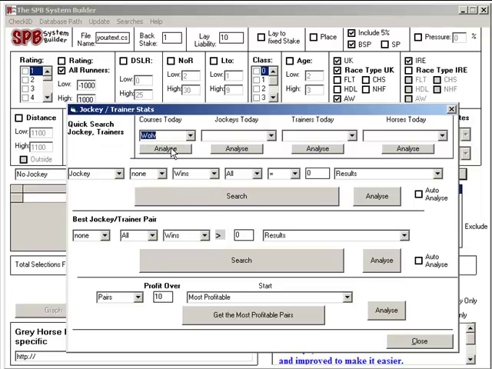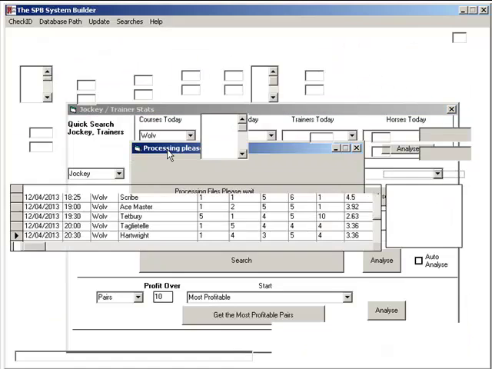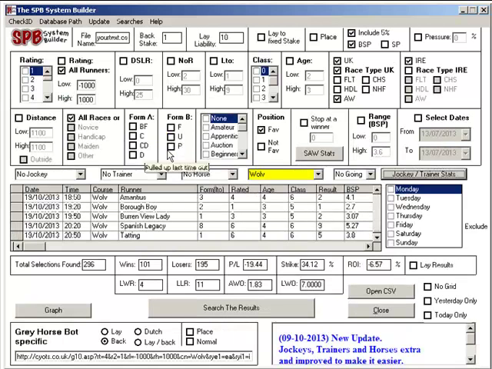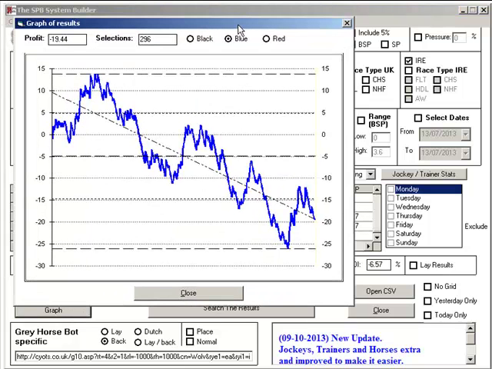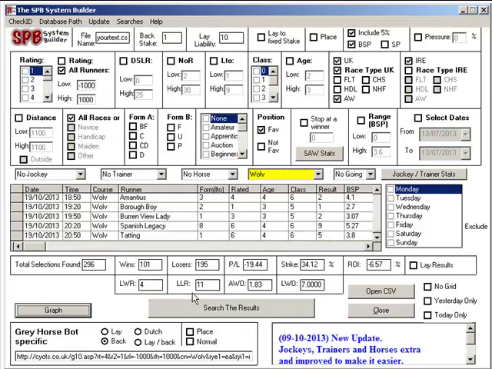So Wolverhampton is the course today. So we just analysed Wolverhampton over the last few months. We've had 296 favourite selections. I've clicked favourites here, and as would be expected, there's no profit there. Although on some courses they do show a bit more profit, but it's probably just a trend at the moment.